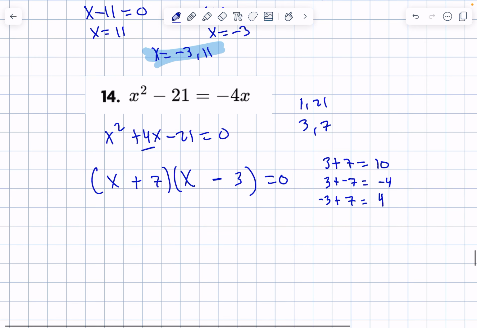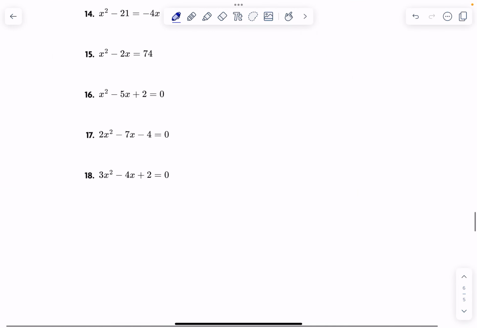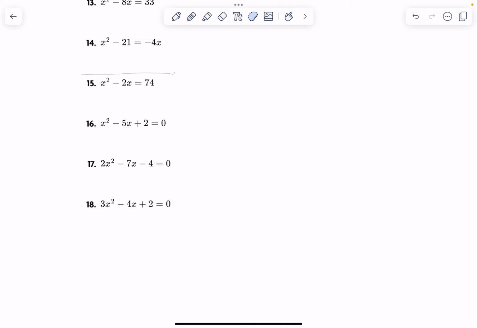And then we just solve everything. x plus 7 equals 0, so x is -7. x minus 3 equals 0, so x is equal to 3. So then here, x is equal to -7, comma 3. Okay? Okay. Now let's go to 15. 15, 15. Okay.